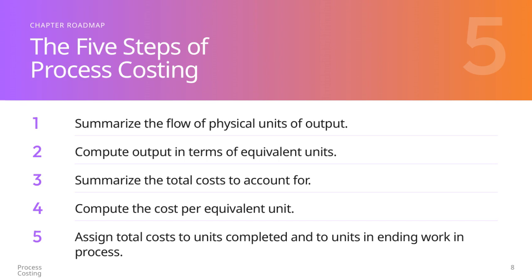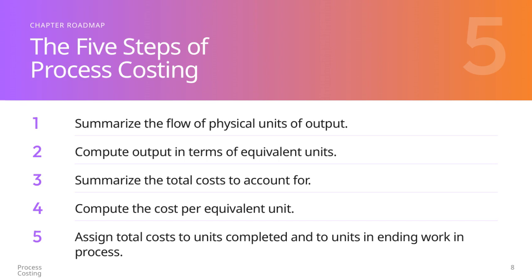Next, we compute output in terms of equivalent units, converting partially completed units into a common measurement to simplify cost calculation. Then, we summarize the total costs that need to be accounted for, including materials, labor, and overhead. After that, we compute the cost per equivalent unit, which gives us a clear cost value for each unit produced. Finally, we assign the total costs to the units completed and to those still in ending work in process, ensuring accurate cost distribution.